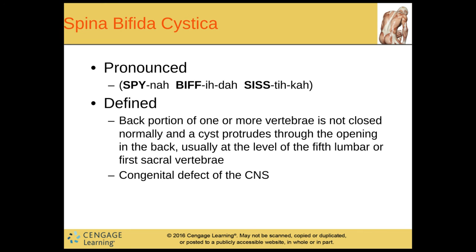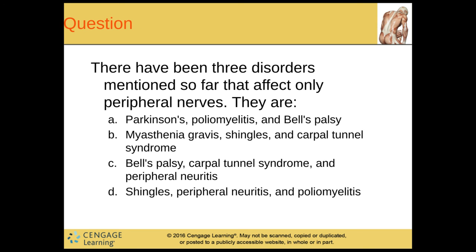And then we have spina bifida cystica, which is when the back portion of one or more vertebrae is not closed normally, and a cyst protrudes through the opening in the back, usually at the level of the fifth lumbar or first sacral vertebrae. It's a congenital defect of the central nervous system, and a lot of babies are born with spina bifida because that's kind of where it occurs, right? Whenever they're in utero.